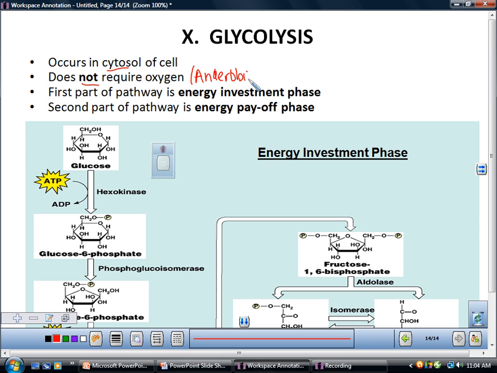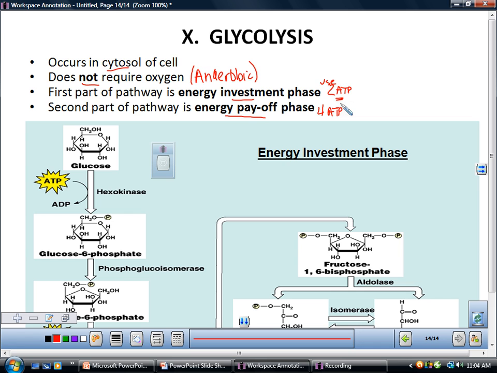The first part of the pathway is an energy investment stage or phase, and then the second part is an energy payoff phase. So I will tell you, we are going to invest 2 ATP into this process. We're going to have to use, okay, that means use, 2 ATP in order to get an overall 4 ATP. Well, it's kind of like when you put money in the bank.